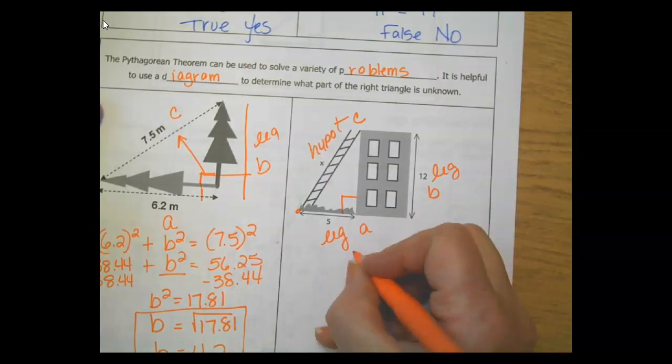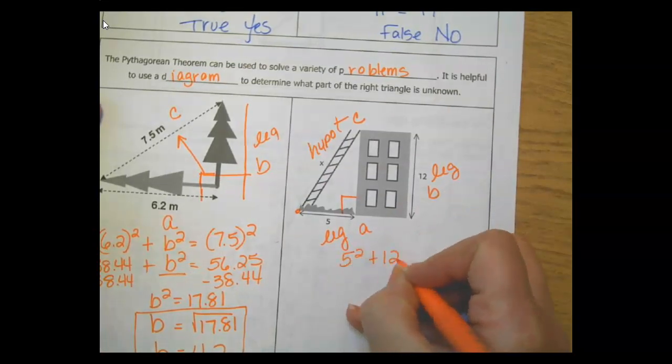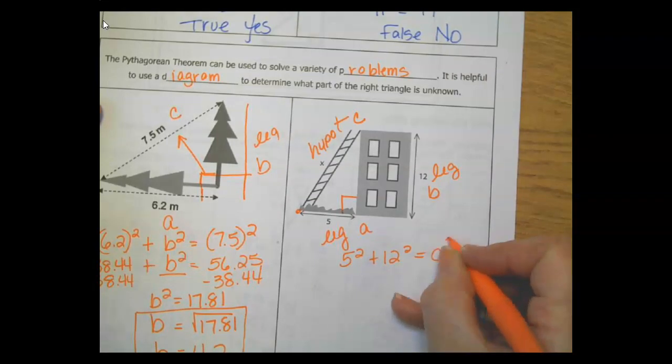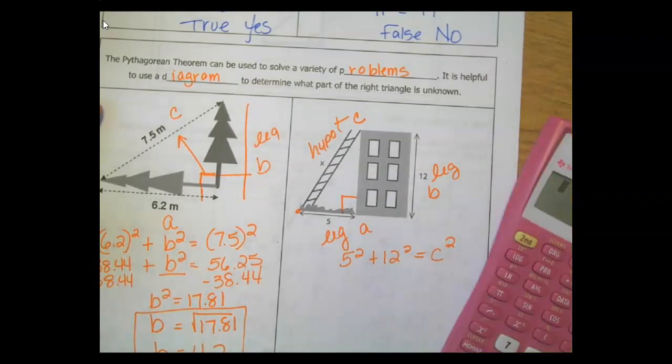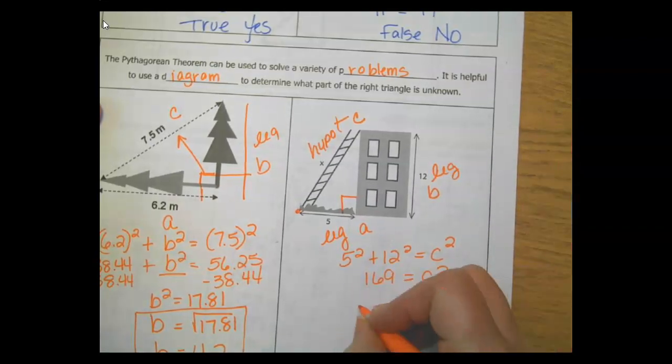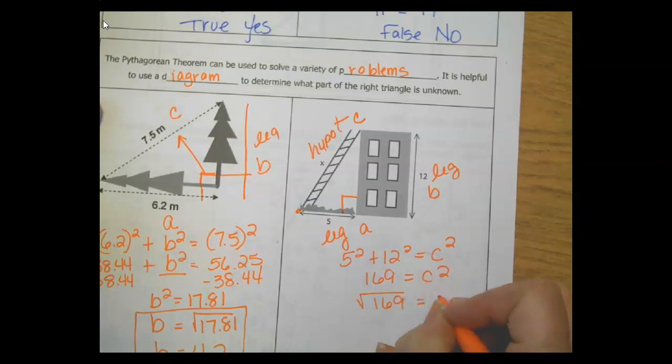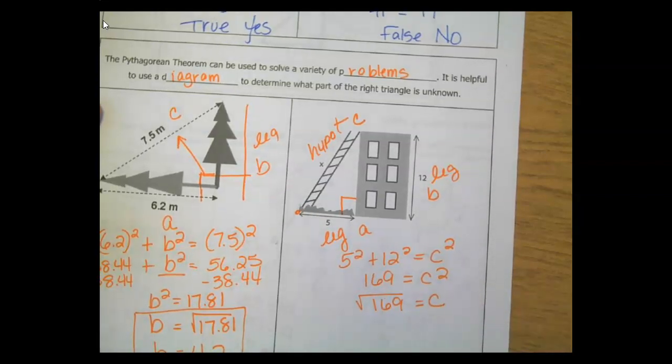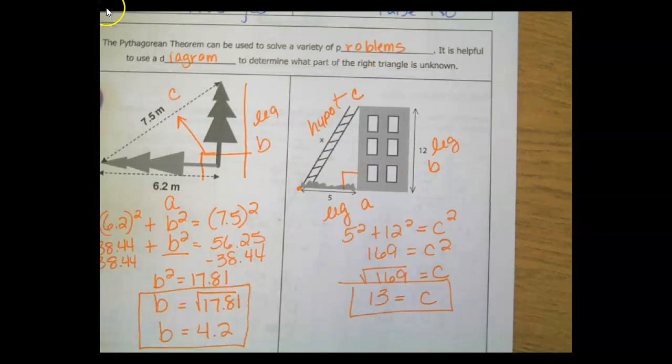Okay, so my A is 5, my B is 12, my C is unknown. And I always use c squared, even though it says x. So 5 squared plus 12 squared equals 169 equals c squared. The square root of 169, I think it's 13, but let me double check. And it is. C equals 13. So you just get the hang of it. It's not too bad. Let's keep going.